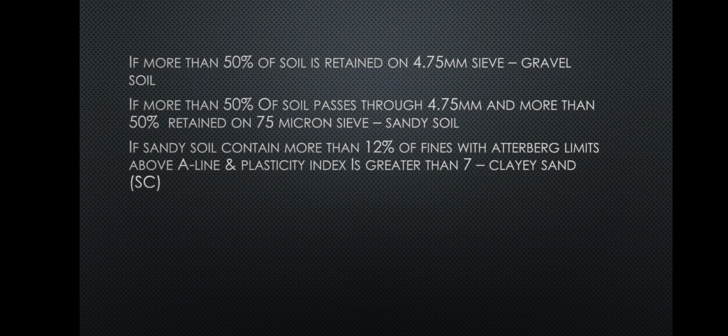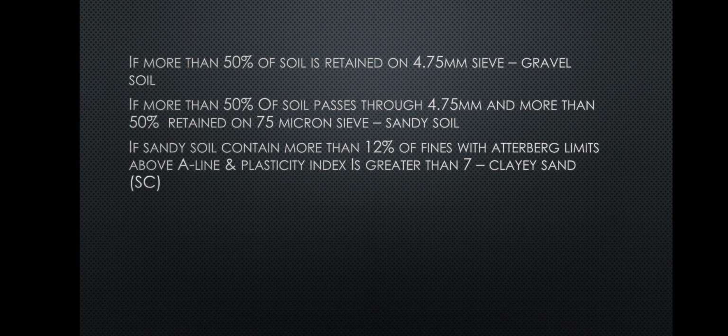And if the sandy soil contains more than 12% of fines with Atterberg limits above A line and plasticity index greater than 7, it will be clayey sand. So if more than 50% is retained on 4.75 mm sieve, it will be gravel soil. If more than 50% passes through 4.75 mm and more than 50% is retained on 75 micron sieve, it will be sandy soil. And if this sandy soil contains more than 12% of fines with Atterberg limit above A line, it contains clay. And if it is below A line, it will be silt.